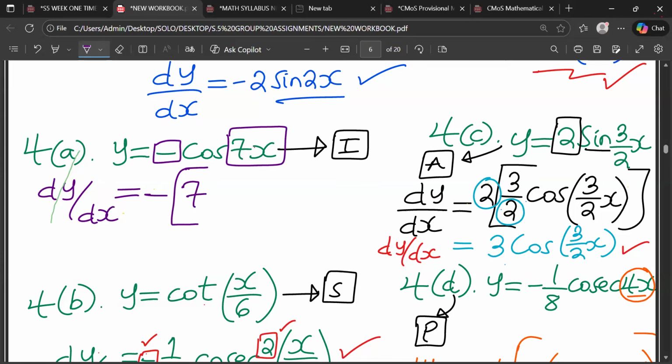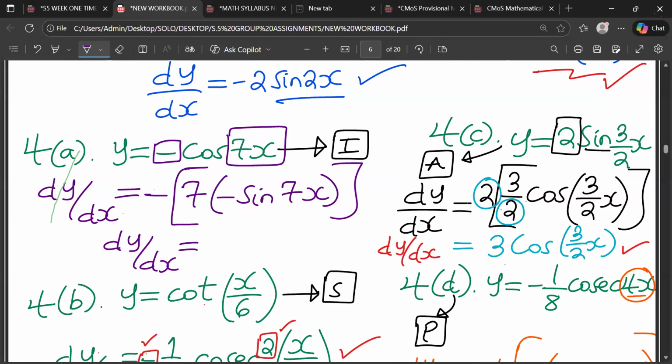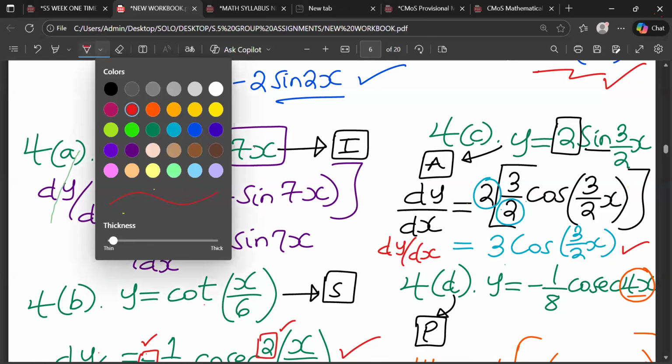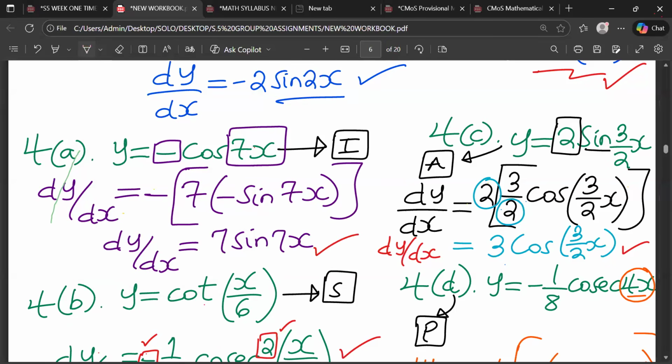Then what? Then we differentiate the cos. When you differentiate cos, you will get negative sin, and then the original angle. Yes, the original angle. Then, since there is a negative after that, when a negative multiplies a negative, you get a positive, and the final answer becomes 7 sin 7x. Yeah, that's it.